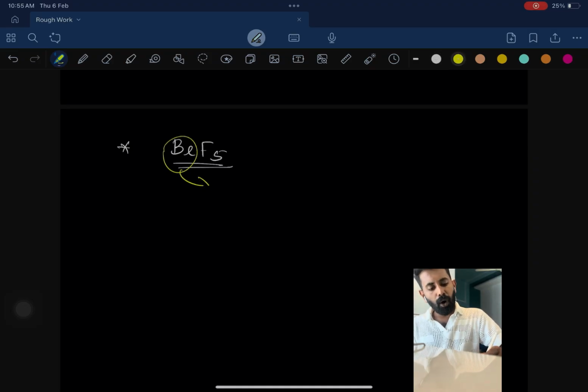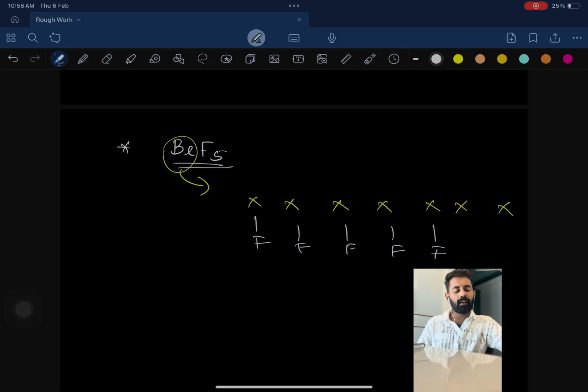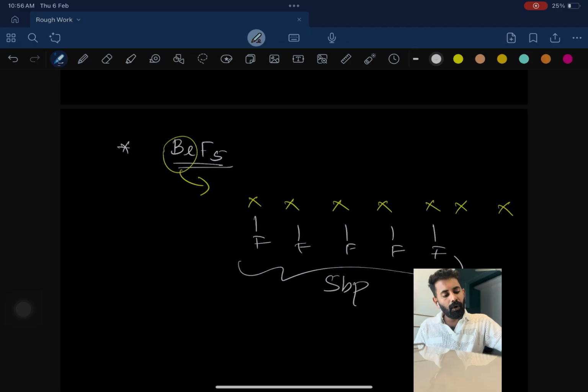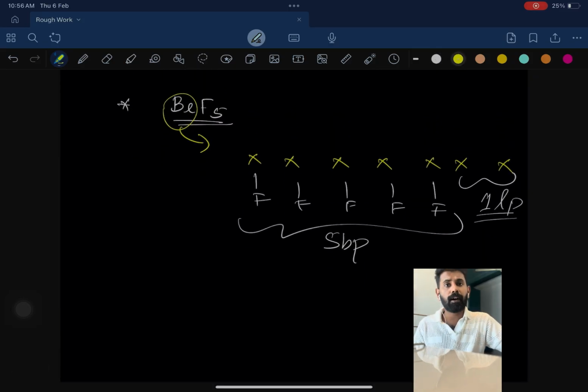Another example, let's say BrF5. The central atom is bromine. Bromine has 7 valence electrons. Out of these 7, 5 are shared with fluorine. After that sharing, there are 5 bond pairs and 1 lone pair, which means the structure will be square pyramidal. Okay, square pyramidal.